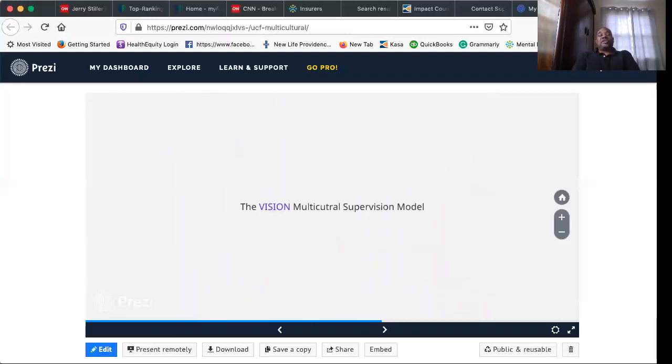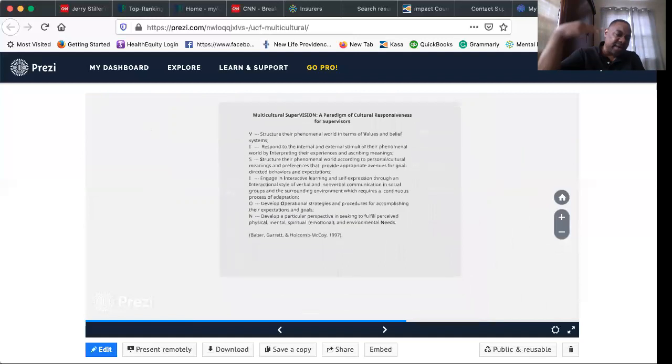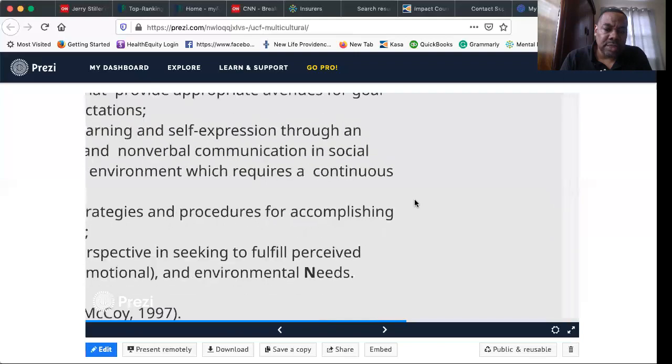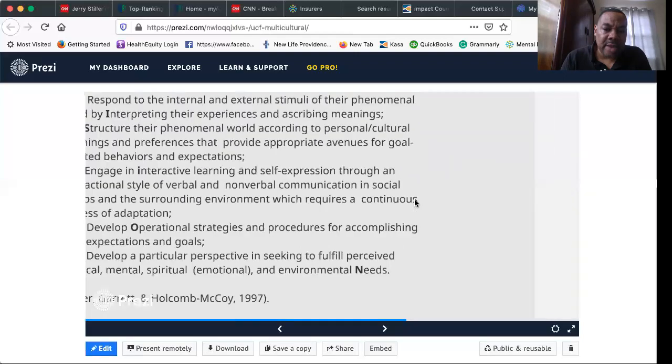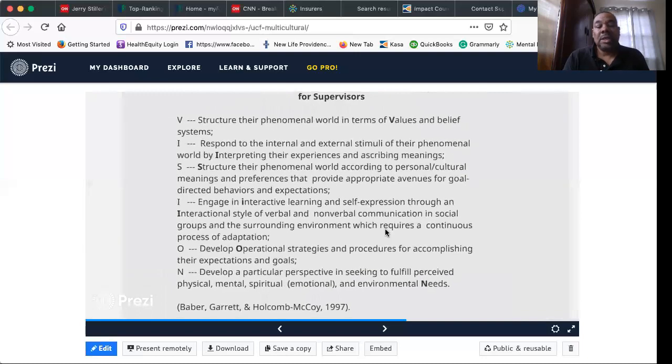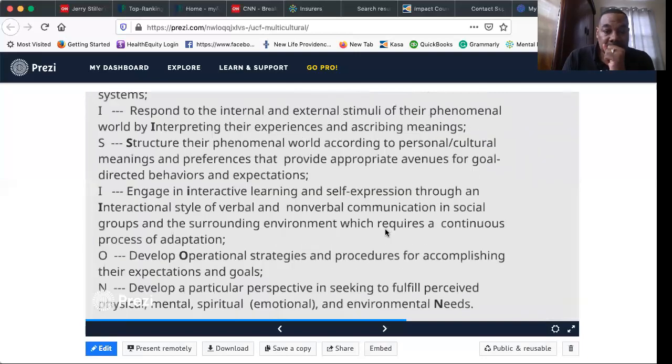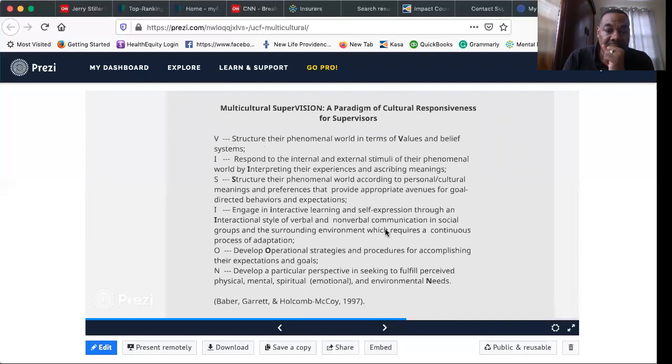Okay, so I want to go into this vision model, right? You have to find a model of multicultural supervision, and this is one that's put together that I use, and it's easy and kind of prescriptive, right? It's really prescriptive here. So as we move this thing around, the most important thing is multicultural supervision. You need to have some kind of paradigm, right, of being culturally responsive for supervisors. And this is a nice little model.